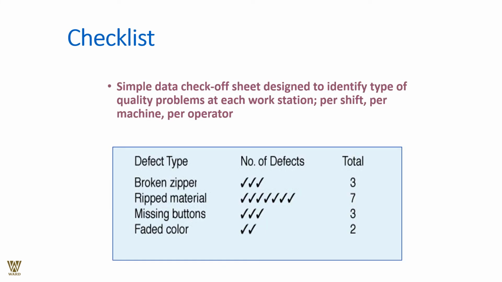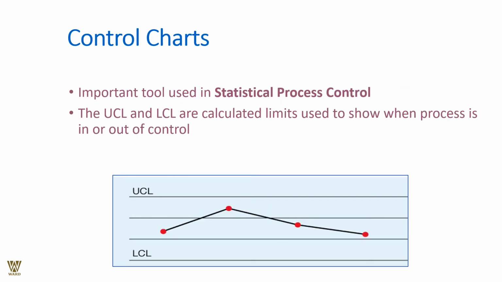Checklist, on the other hand, says broken zippers, ripped material. You are just checking the number of defects that come around it. It's a simple data check sheet designed to identify the type of quality problem at each workstation, per shift, per machine, per operator, and that is what we are looking forward to. If we have taken care of the checklist, we are ensuring that there might not be any discrepancies and things will work smoothly.